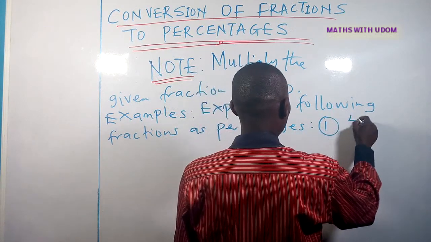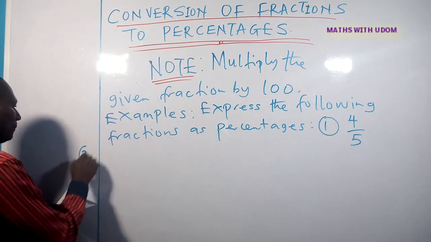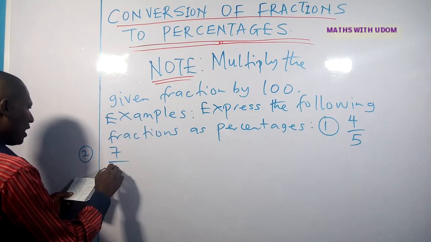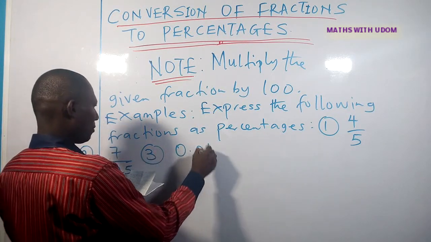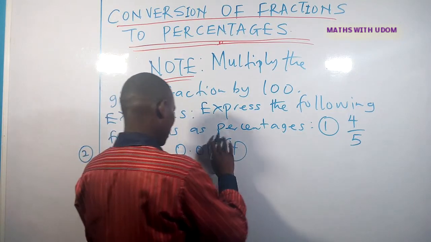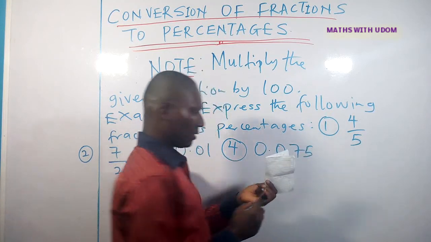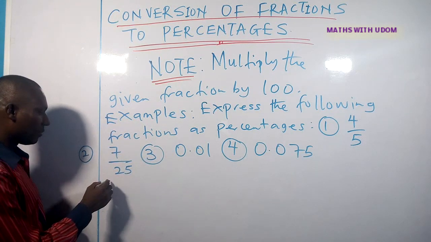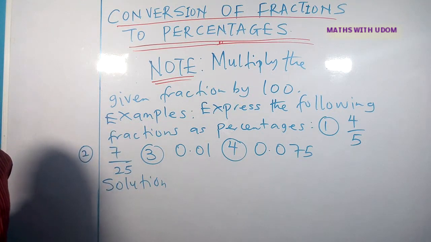Number 1, 4/5. Number 2, 7 divided by 25. Number 3, 0.01. And lastly, number 4, 0.075. So these are our examples for today, and we're going to solve them one after the other. Okay, so let's start solving them right away.